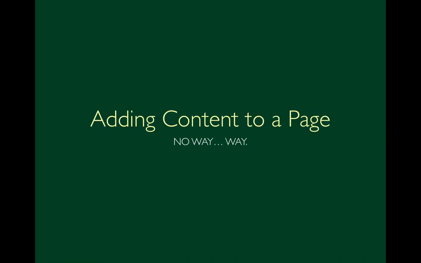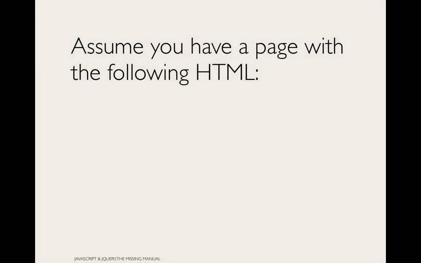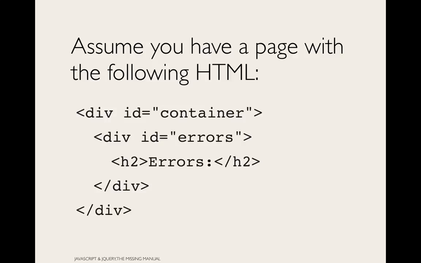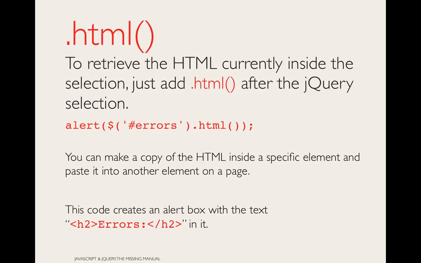So let's add some content to a page and assume you have a page with the following HTML. You've got basically a couple of divs and an H2, and you want to respond to any errors that happen while a user is on your page. So there is this neat .html method. It lets you retrieve the HTML currently inside the selection. Just add .html after the jQuery selection.